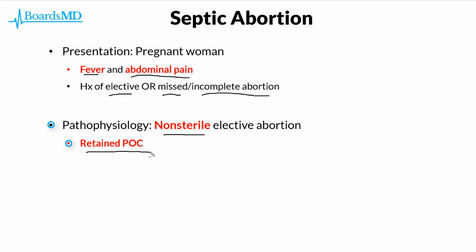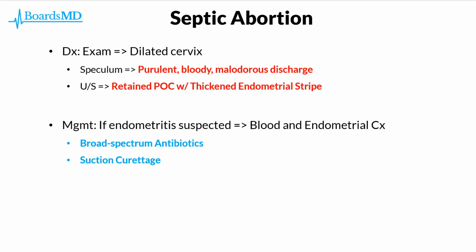a medical emergency. On physical exam, patients with a septic abortion will classically have a dilated cervix, and when we perform our speculum exam, they will classically have purulent, bloody, and malodorous discharge. Additionally, because the pathophysiology of a septic abortion is retained products of conception, we will be able to see these retained products of conception on ultrasound, and this may also be described on ultrasound as having a thickened endometrial stripe.